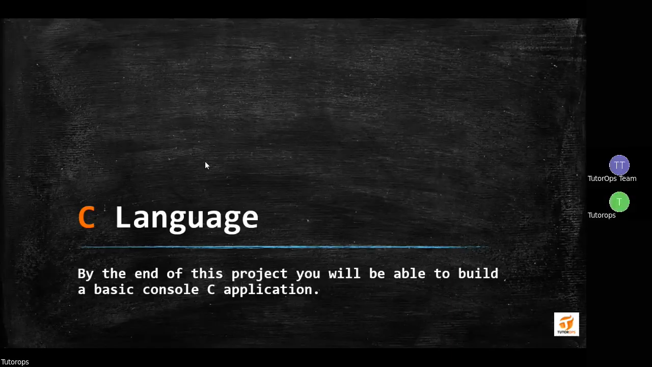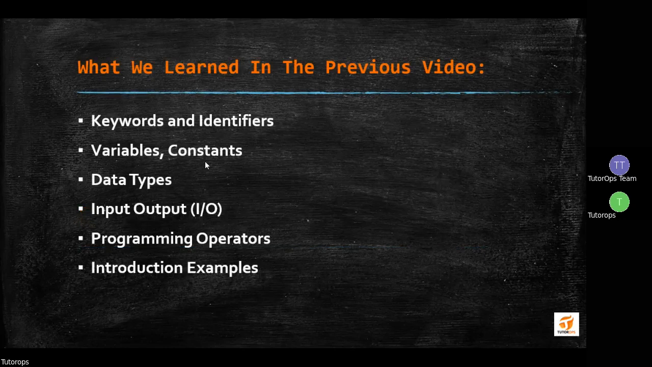Hello everyone. Today we are going to start our second class in our C language programming course. By the end of this course, you will be able to build a basic console C application. What we learned in the previous video: keywords and identifiers, variables and constants, data types, input output, programming operators, and we gave some introductory coding examples to you as an exercise.